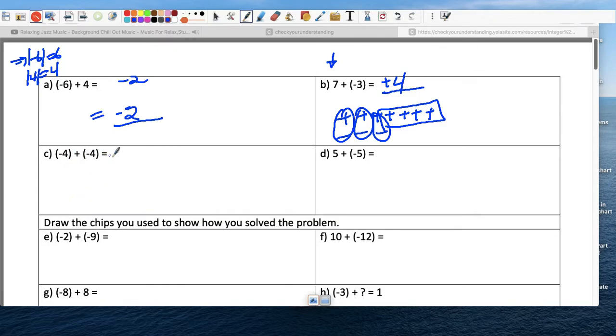In this case here, it's -4 and -4. So think about what's happening here. We're moving further left, so to a negative number, we're adding another negative number. Can we make zero pairs? No, we can't make zero pairs here. So in this case, we have 2 groups of negative numbers, and we're going to end up with a larger group of negative numbers. So that's going to be -8.